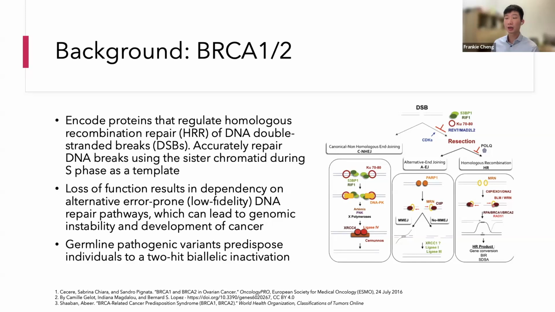So in the situation that the cells lost this function, the cell would depend on alternative error-prone pathway, for example, the NHEJ and the MMEJ pathway, to repair these double-strand DNA breaks. Some of these cells might undergo cell death, while the others might experience genomic instability and hence the development of cancer. So individuals with germline pathogenic variants in BRCA1-2, so the patients with BRCA1 or 2 cancer predisposition syndrome, are predisposed to a 2-hit biallelic inactivation of the genes.